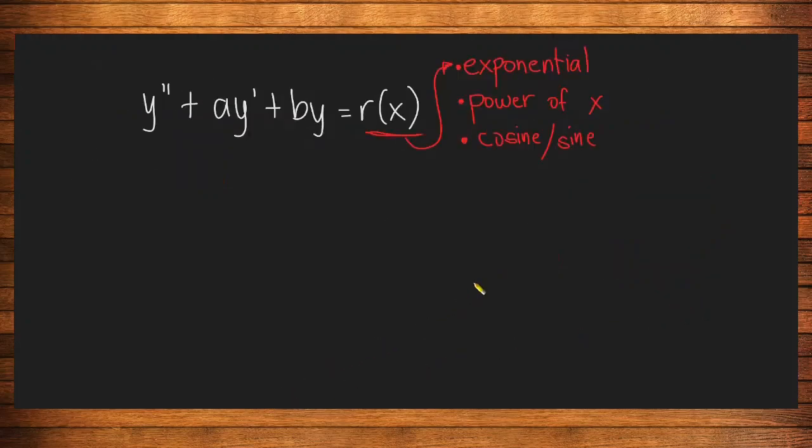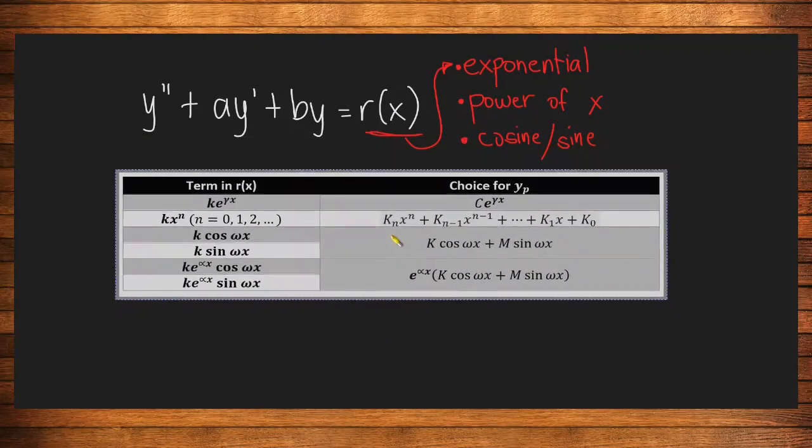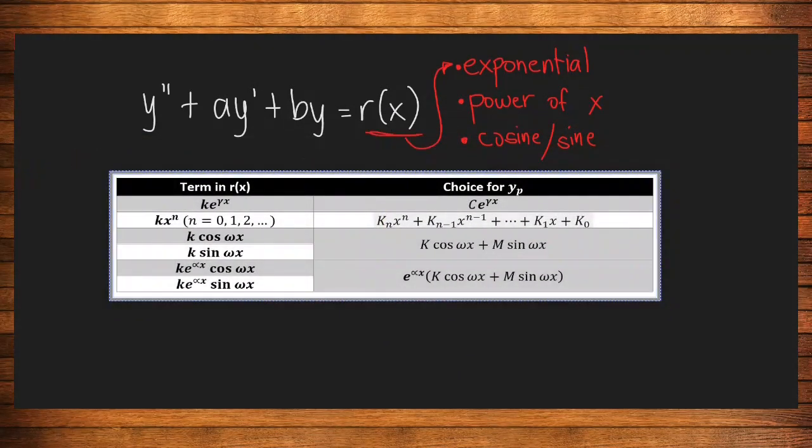So this table shows the choice of y sub p for practically important forms of r of x. Here in our first row, if our r of x contains the term k times e raised to gamma of x, so yung magiging choice for y sub p natin will be c e raised to gamma of x. Again, k and c here are constants. So, etong c na to sa y sub p natin, we can determine the value of this by simply substituting again yung y sub p natin into our ODE. So, mamaya ipapakita natin yan sa mga examples natin.